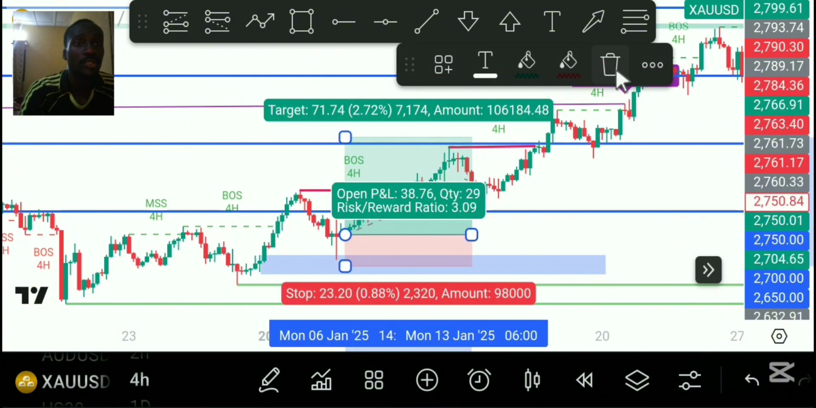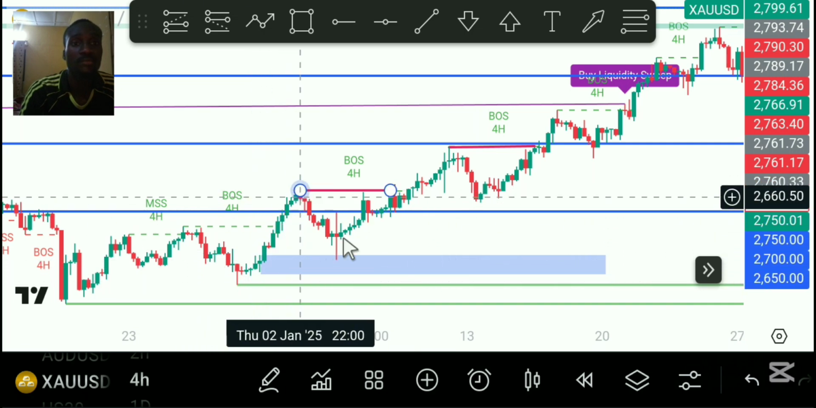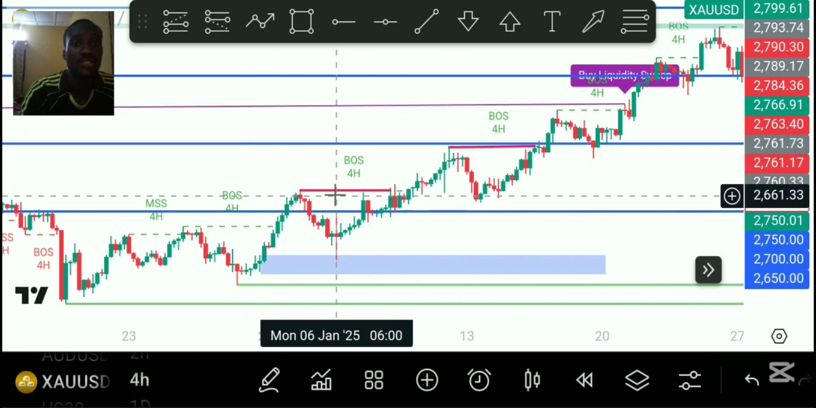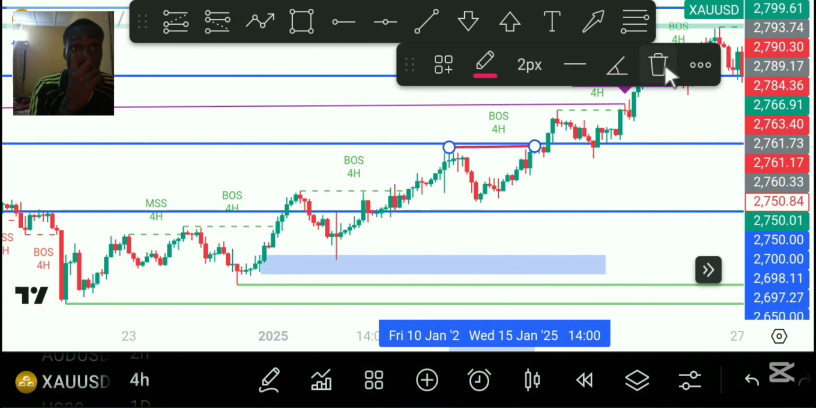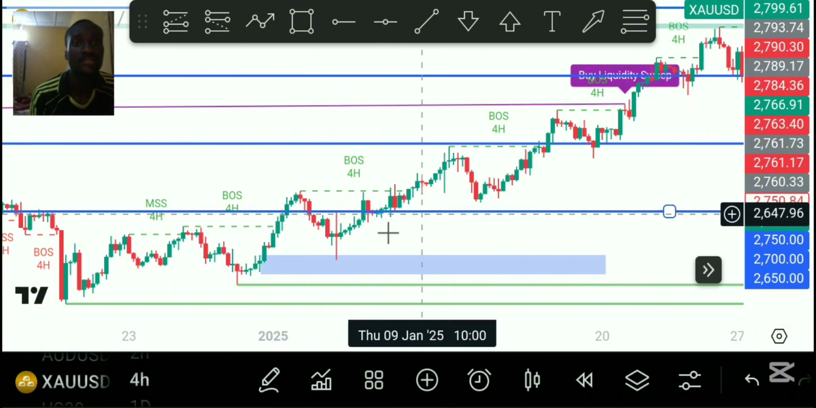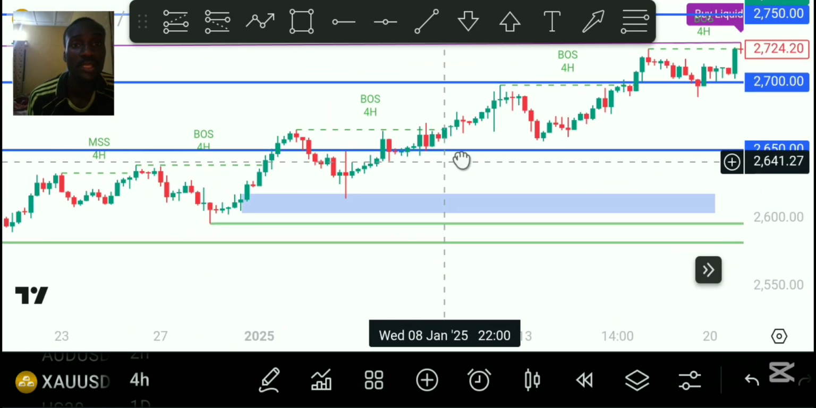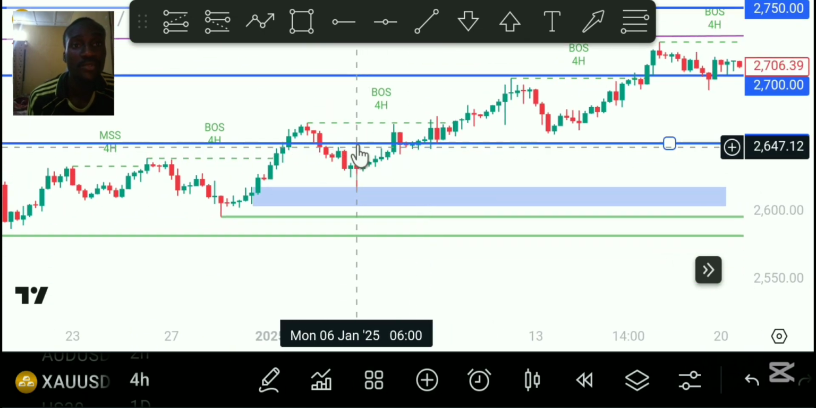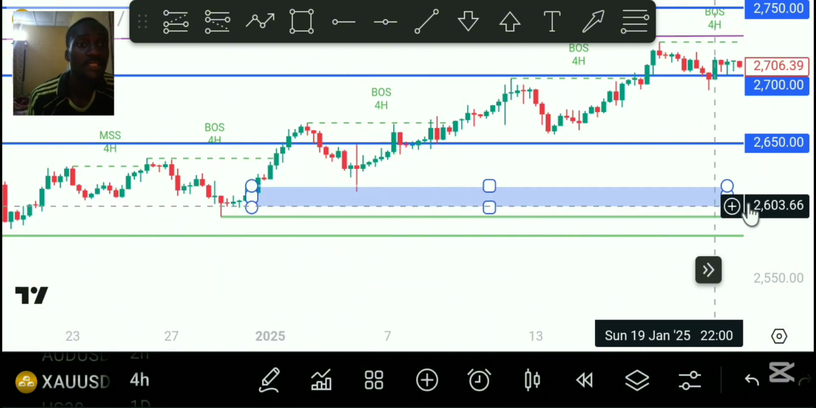So order blocks are very simple. Just look for where there is an imbalance, where you see a big move to one side. Then look for the last candlestick before that big move. When you see that last candlestick, highlight it from the wick. And what do I mean by wick? You highlight it from the upper wick to the lower wick, then mark it out.